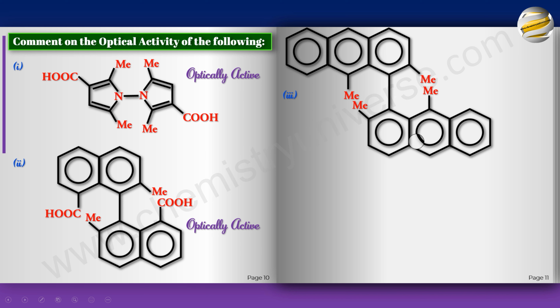So again, they go out of plane. Let's say this is vertical. This will get cut into half, no problem. But the cut will go through here. No symmetry. Optically active.